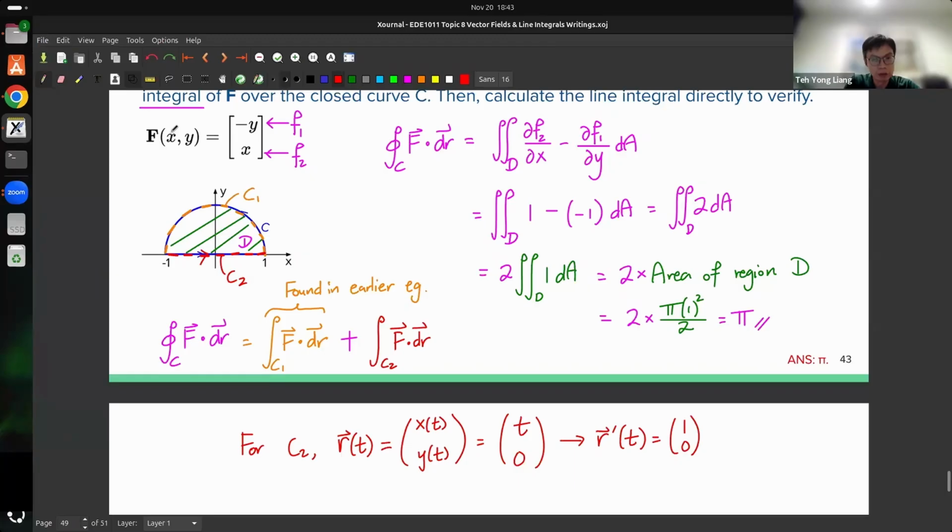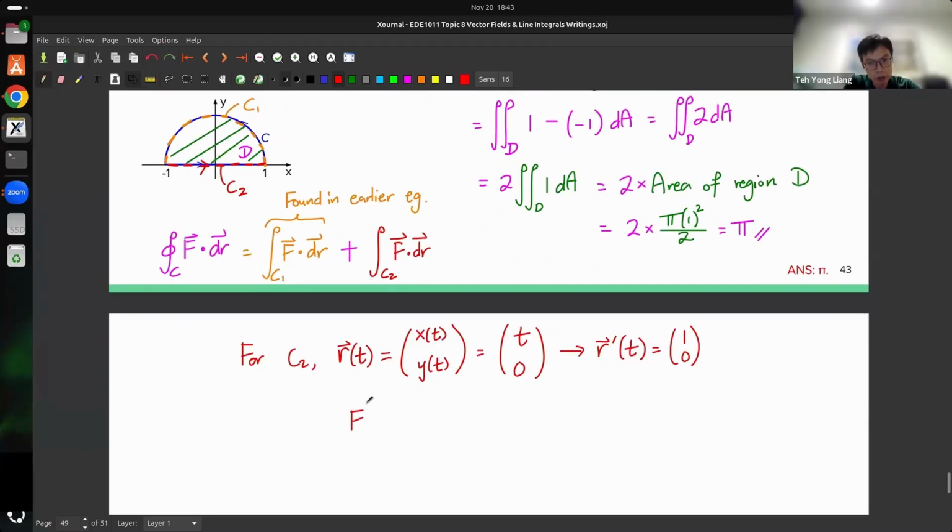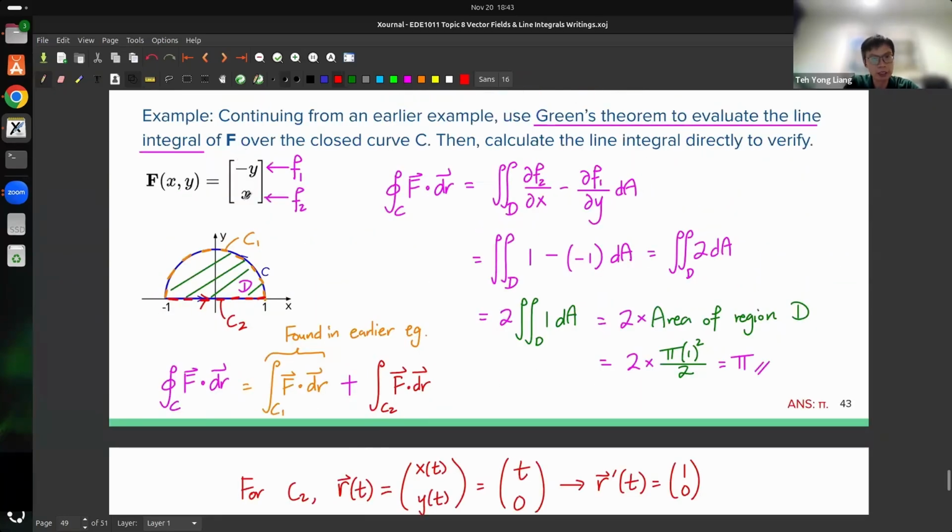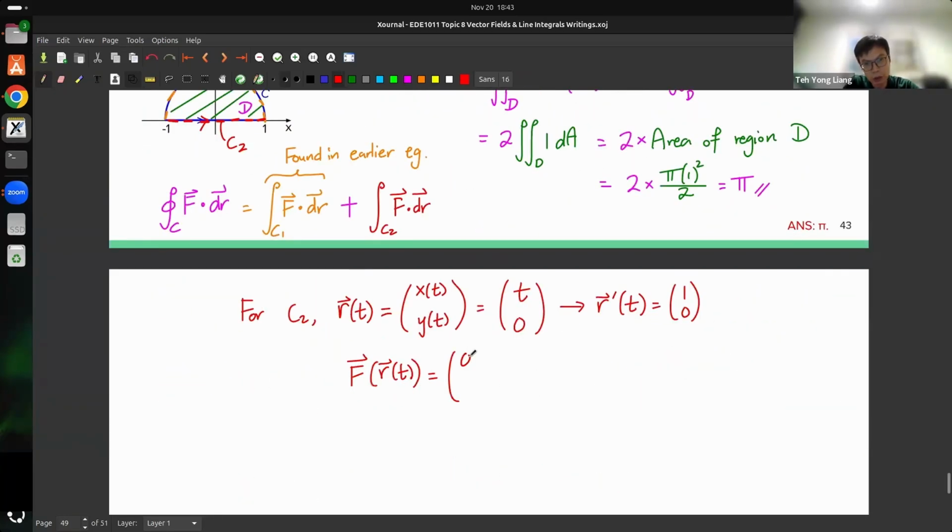Now what about your F? So F of r of t: you just substitute. Your x is t, but your y is 0. So this will be (0, t). Now perform the line integral. This is equivalent to the integral of F of r of t dot r prime t dt, where t goes from, as I mentioned, minus 1 to 1.